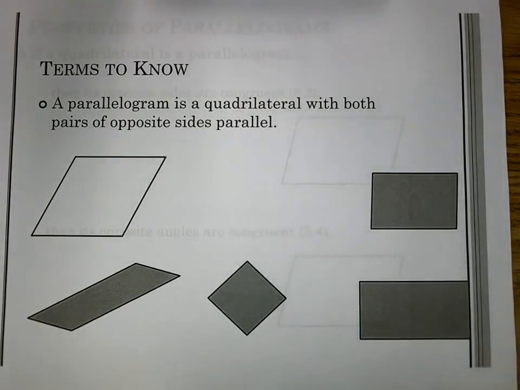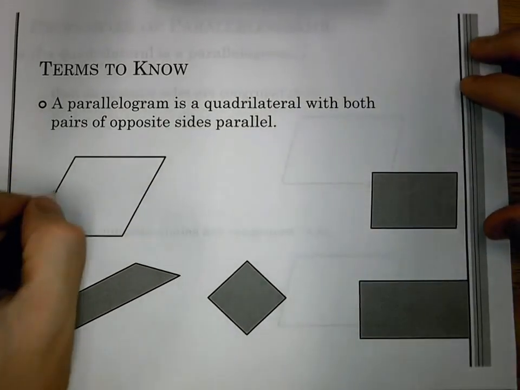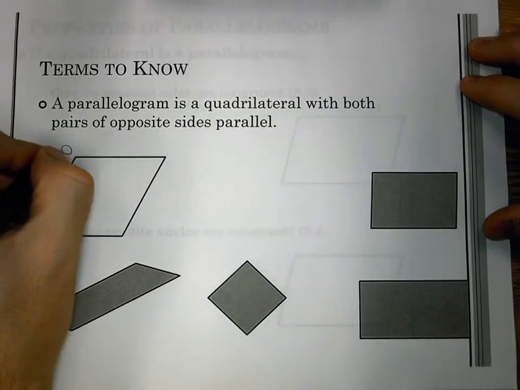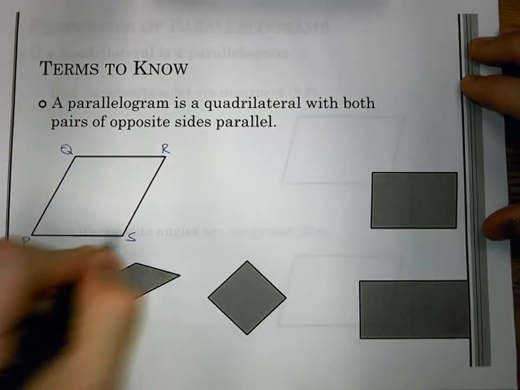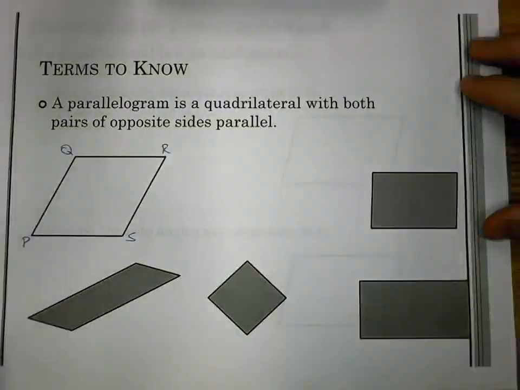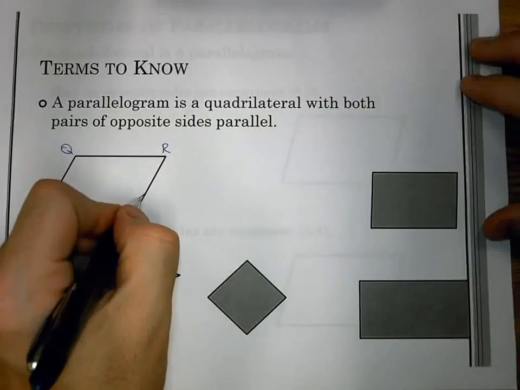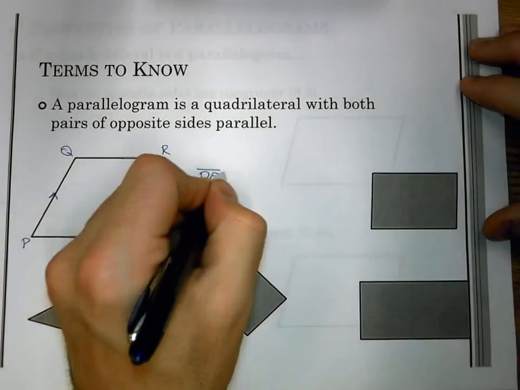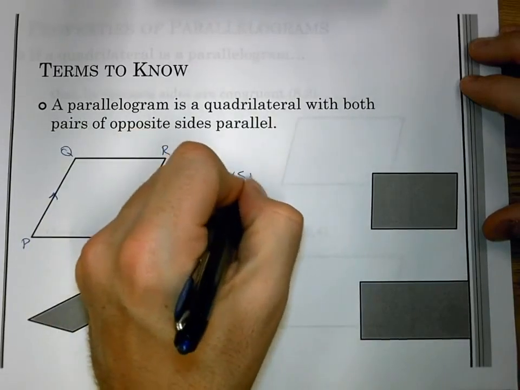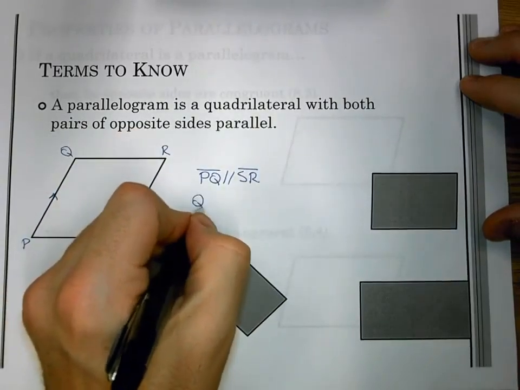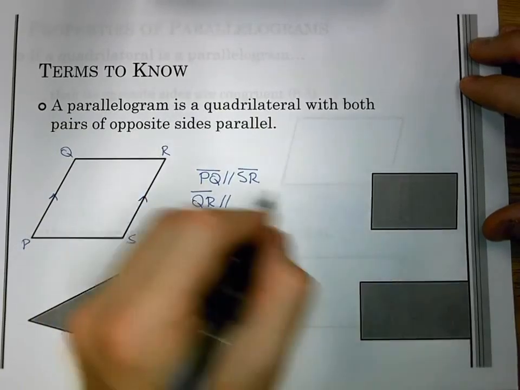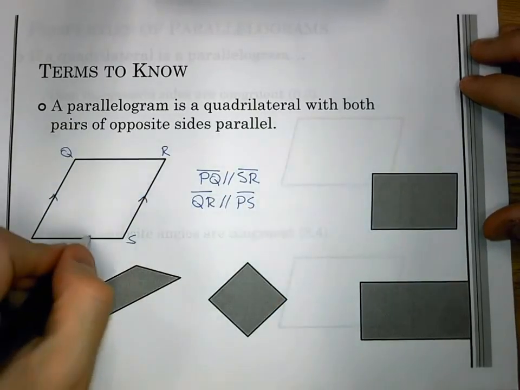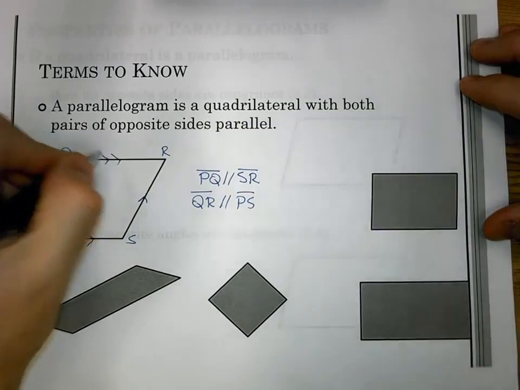We may know them as different names, maybe a rhombus, a square, or a rectangle, but they are all parallelograms by their definition of the opposite sides, both pairs, being parallel. So if I have my parallelogram PQRS, I know that PQ is parallel to SR. I know that QR is parallel to PS. So that is what I have when I'm looking at a parallelogram.